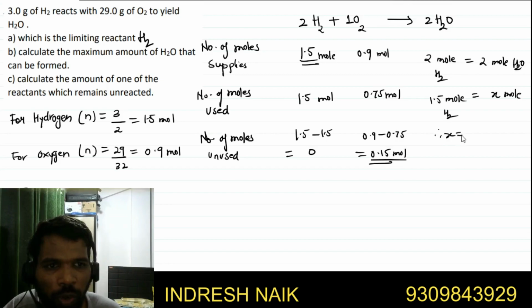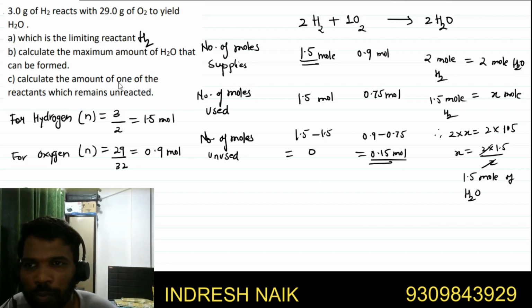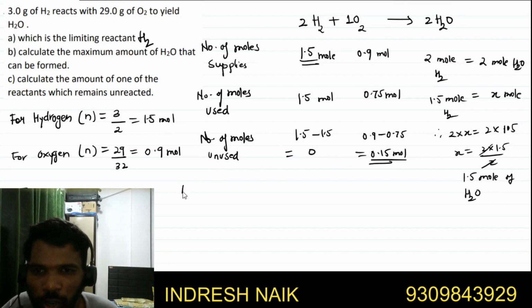Therefore, X is equal to what? After cross multiplication, 2x is equal to 2 into 1.5. So X is equal to 2 into 1.5 divided by 2. So what is the number of moles? 1.5 moles of H2O will be formed, right? So number of moles of H2O formed is 1.5 mole.